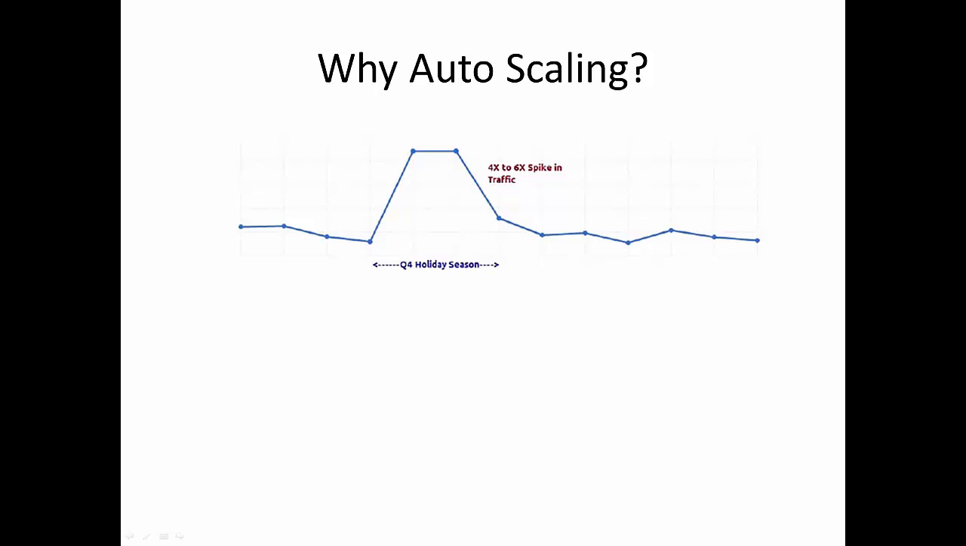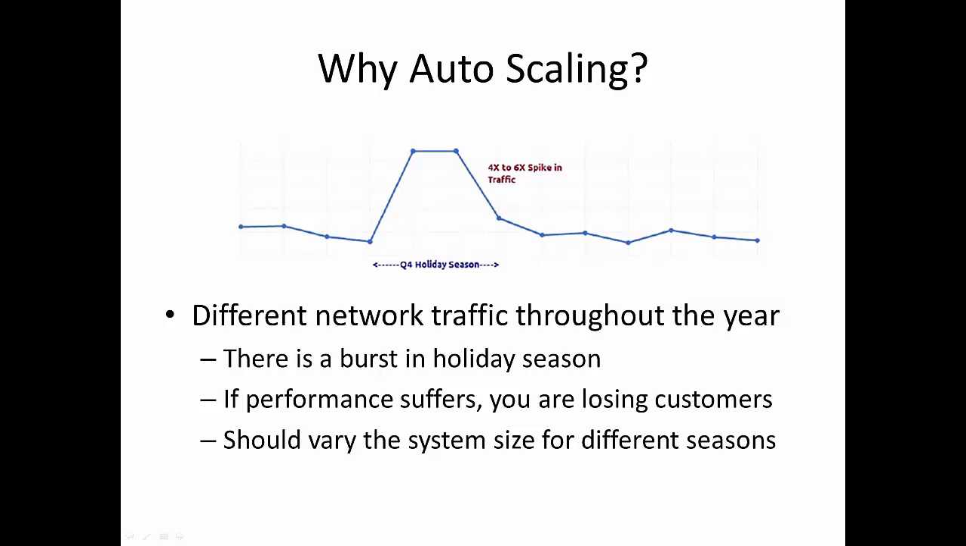So the reality of these websites is they have different network traffic throughout the year. With e-commerce websites, for example, they have a burst during the holiday season. Now, if you have bad performance in your website, then you're likely to lose customers. So that's a big no-no for many of these companies. So you should have the ability to dynamically vary the size of your system for various reasons. The one shown on screen is just one of them.